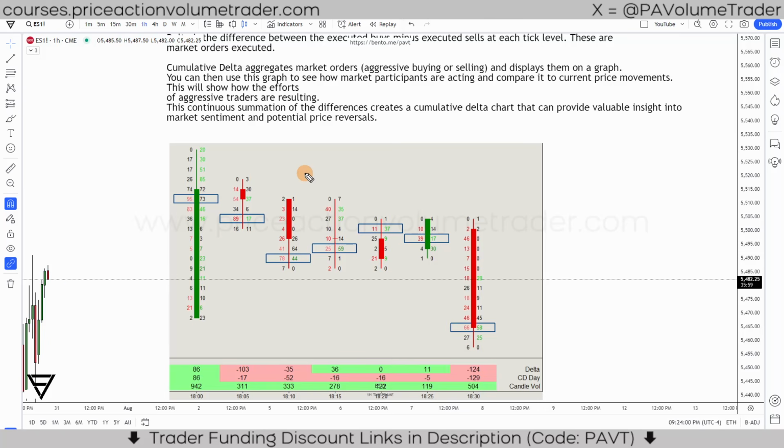So when we're measuring delta, we're looking at them side by side. So right here, we would have 20 buys minus 0 sells. That means we had a positive 20 delta at this level. This one, 30 total buys minus 17 total sells. We have a delta of 13 on this level, etc. So then if we take all these deltas from each level, we get a total delta for the candle, which would be right here, 86.